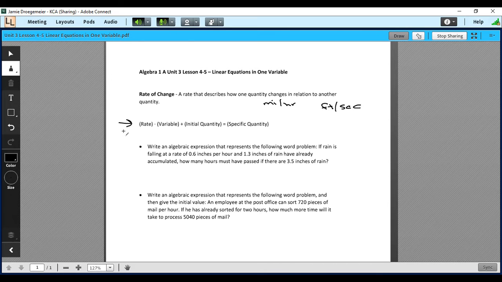It says, write an algebraic expression that represents the following word problem. If rain is falling at a rate of 0.6 inches per hour, so this is our rate of change, 0.6 inches per hour, and 1.3 inches of rain have already accumulated. So that's going to be our initial quantity. That's what we started with. They want to know how many hours must have passed if we now have 3.5 inches of rain. So that's the specific quantity that we're trying to get to.